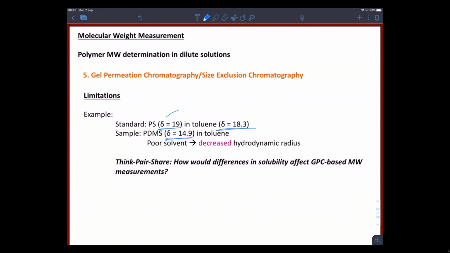So the poor solvent will result in a decreased hydrodynamic radius. Because we're putting a poor solvent with our polymer, we're going to cause our polymer to coil up and contract. So how would the difference in solubility affect the gel permeation chromatography based molecular weight measurements? Have a think about that for 30 seconds or so, and then tell me if you know the answer.